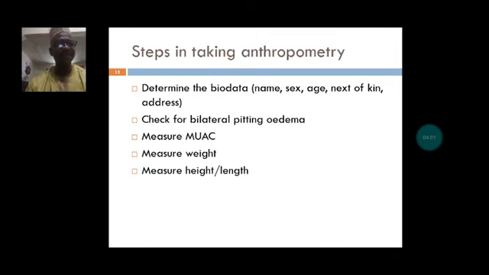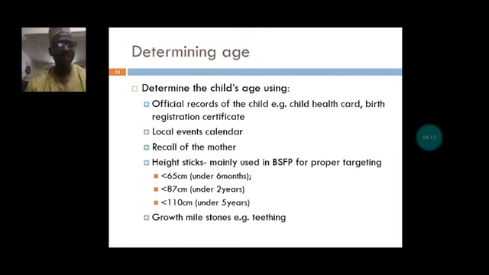Steps needed in taking anthropometry: determine the biodata, the name, the sex, the age, next of kin, and the address of the patient or individual to be assessed. We have to check for bilateral edema, and at the same time, we have to do the age checking. We can do this either through the use of height stick or through growth chart, or teething.